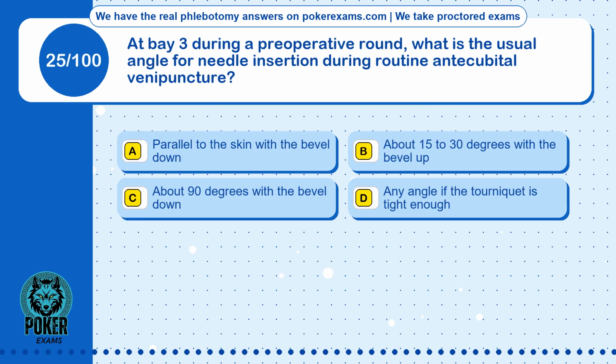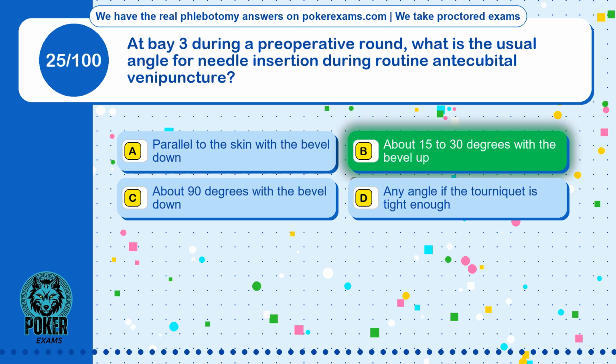Question 25. At Bay 3 during a preoperative round, what is the usual angle for needle insertion during routine antecubital venipuncture? Option A: parallel to the skin with the bevel down. Option B: about 15 to 30 degrees with the bevel up. Option C: about 90 degrees with the bevel down. Option D: any angle if the tourniquet is tight enough.